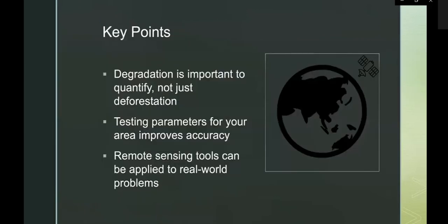So the key points I hope you take from this talk are that degradation is important to quantify, not just deforestation. That thoroughly tested parameters of the mapping algorithm, whatever it may be, are important for finding the appropriate systems and settings for your region and for assessing the accuracy of your area. Testing out different parameters improves your accuracy. And overall, I hope you saw one important example of how remote sensing tools are being applied to real-world problems like climate change.